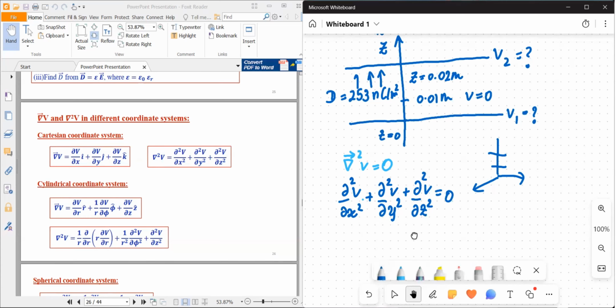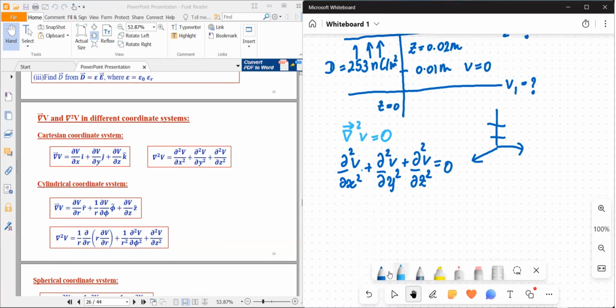Then the only remaining term will be dou squared V over dou z squared is equal to 0. So here now it's reduced to one variable. Therefore, this partial differentiation we can move into a differentiation, d squared V over d z squared is equal to 0.